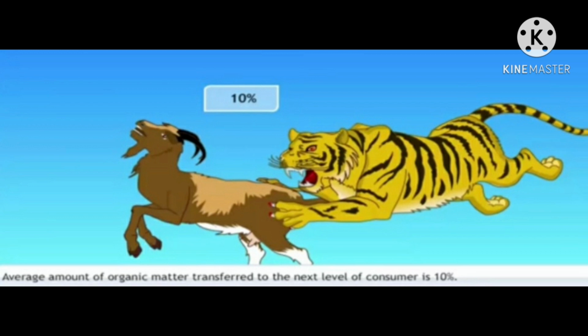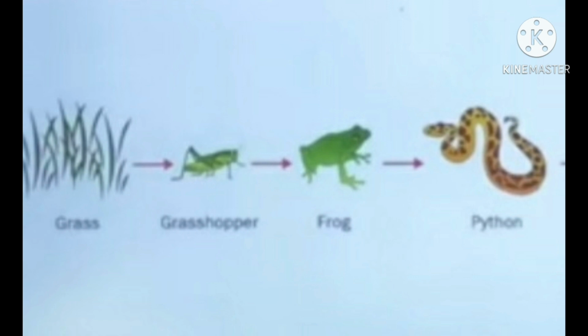We find that when energy flows from the producers to the consumers at different levels, there is a loss of energy at each trophic level. It has been found that only about 10% of the energy available to a trophic level is transferred to the next trophic level. This is called the 10% law. It was proposed by Lindemann. Let us look at an example.